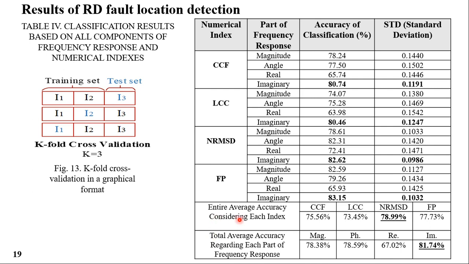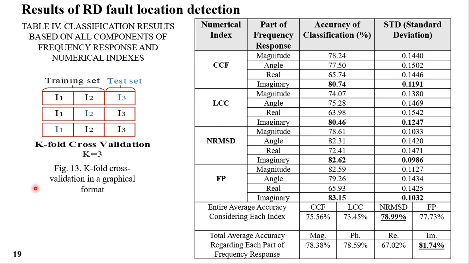To have an accurate evaluation of the whole performance of numerical indices and the parts of the frequency response, we summarized the entire average accuracy considering each index. If you see, the NRMSD index outperformed the others, and also we have computed the total average accuracy regarding each part of the frequency response, and we can see that the imaginary part of the frequency response outperformed the others.